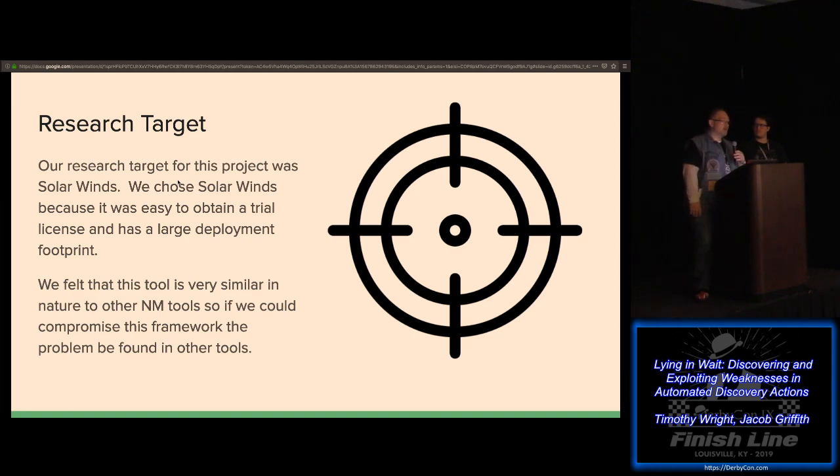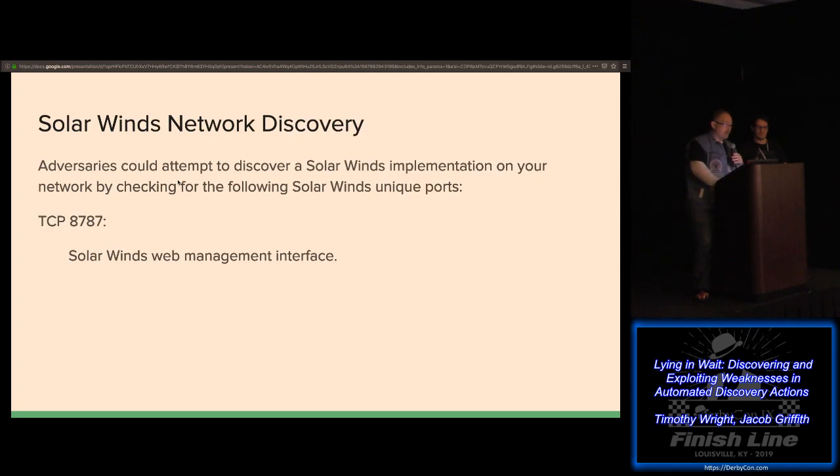So for us, we went after SolarWinds, again, because it was free to us, but SolarWinds had a lot of the functionality we see in some of the larger tools that are out there. It can do SMB authentication, SSH. So it was an easy platform for us to download and kind of set up within our environment.